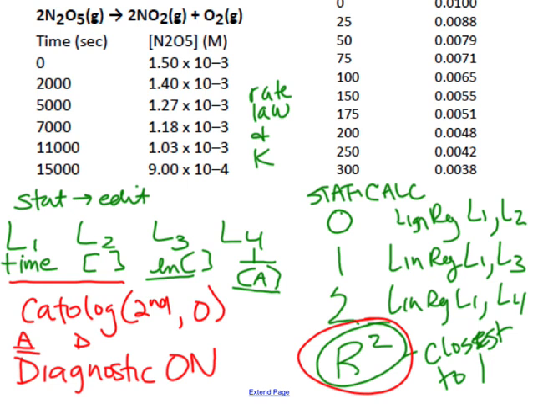Take your cursor to the top of L4, and you're going to do 1 divided by L2. And it'll show up. You can either do L2 to the -1, or you can do 1 divided by L2 and hit enter. And that's going to put all your values into that list. Good? All right. So now we're going to do linear regression.